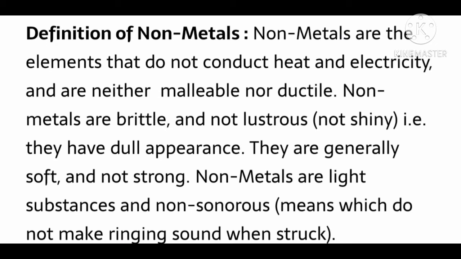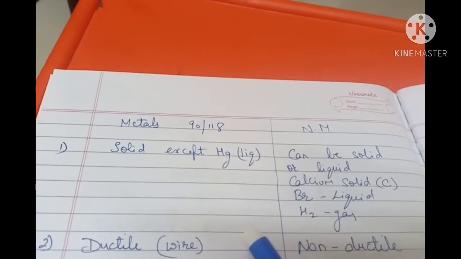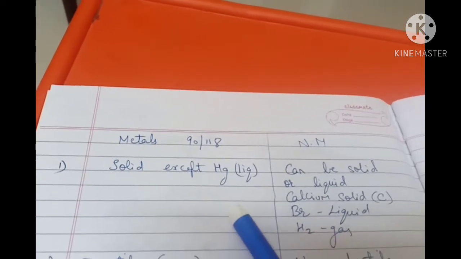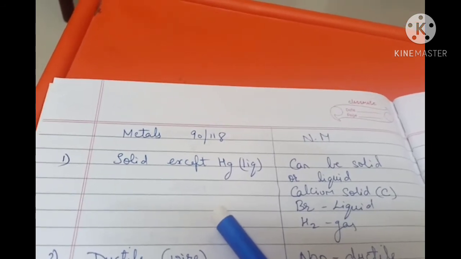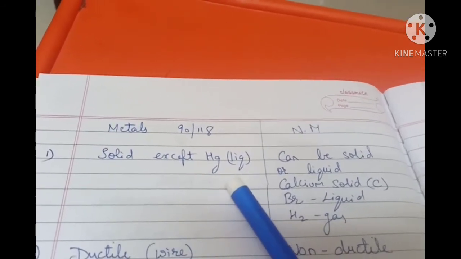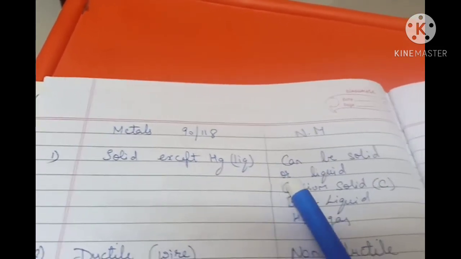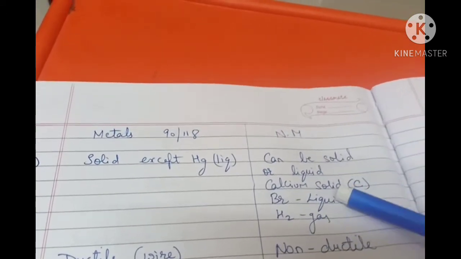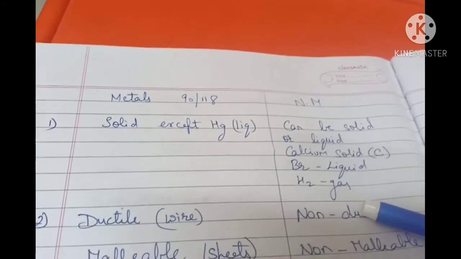So this was the definition. In the short form also I have written these differences. As you can see, we have metals that are 90 among 118 and rest are non-metals and metalloids. So differences in short I have written. You should memorize or remember properly. Metals are solid except Hg, that is mercury, which is liquid. Then non-metals can be solid, liquid or gas. Here you can see carbon, bromine, H2 gas. So these are solid, liquid and gaseous forms of non-metals.